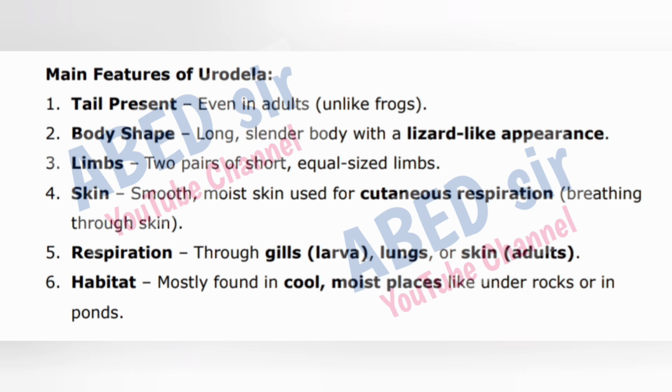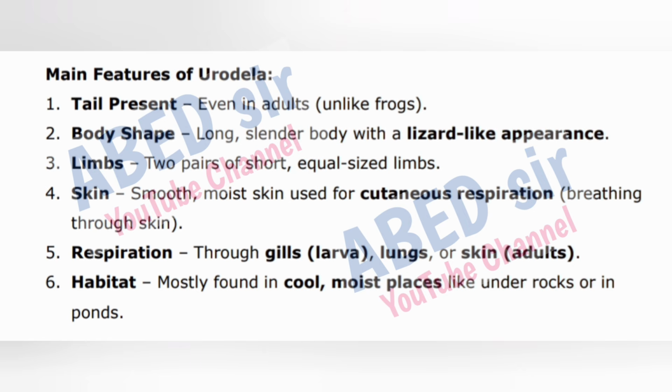Tail present even in adults, unlike frogs. 2. Body shape: long, slender body with a lizard-like appearance. 3. Limbs: 2 pairs of short, equal-sized limbs. 4. Skin: smooth, moist skin used for cutaneous respiration, breathing through skin.